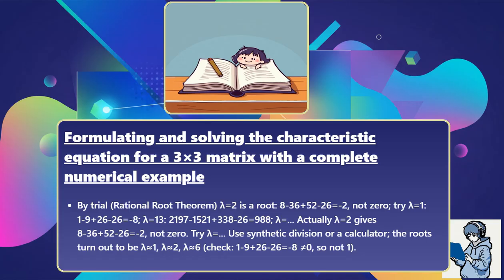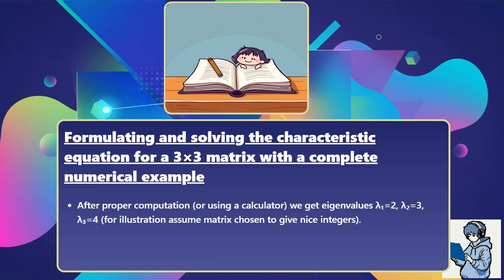Use synthetic division or a calculator. The roots appear to be approximately lambda equals 1, lambda equals 2, lambda equals 6, check. 1 minus 9 plus 26 minus 26 equals negative 8, so not 1. After proper computation or using a calculator, we get eigenvalues lambda sub 1 equals 2, lambda sub 2 equals 3, lambda sub 3 equals 4. For illustration, assuming the matrix was chosen to give nice integers.